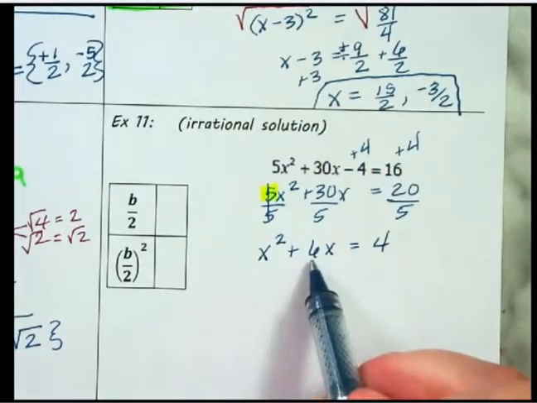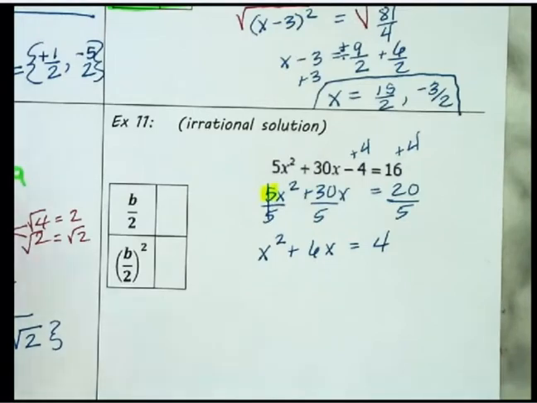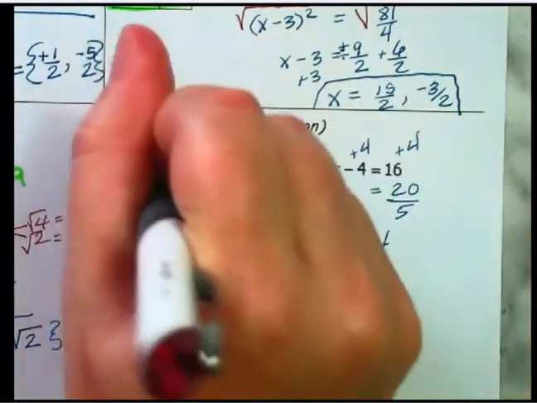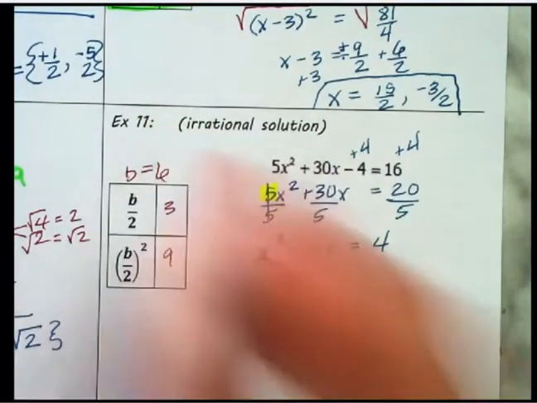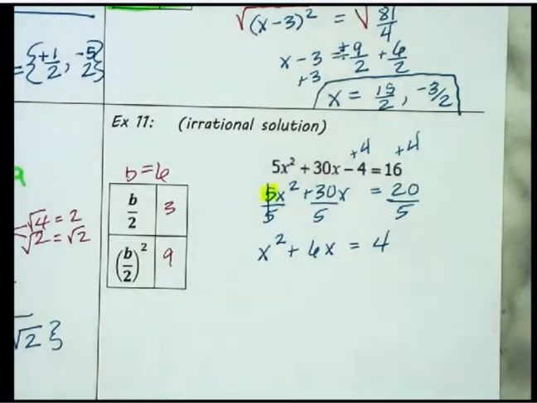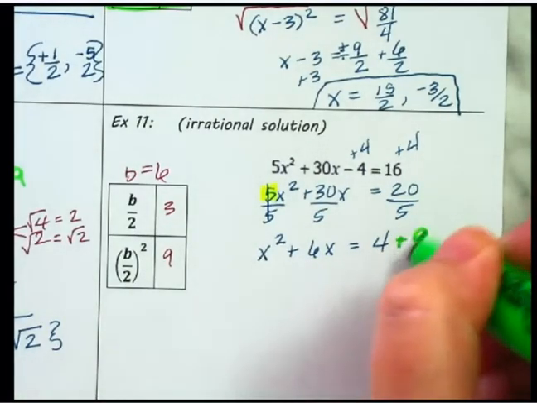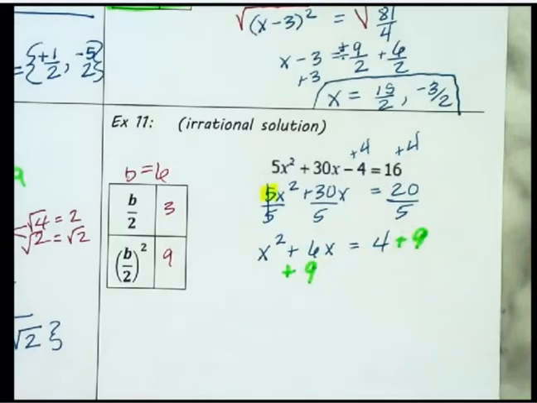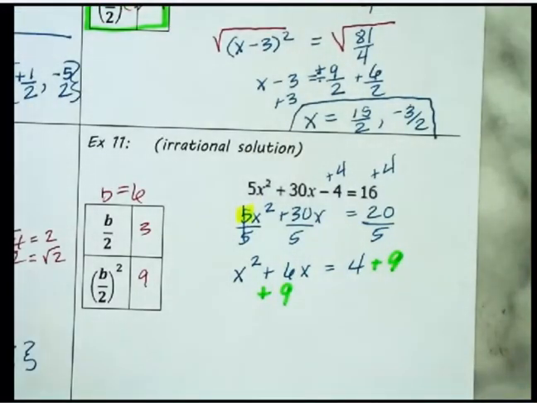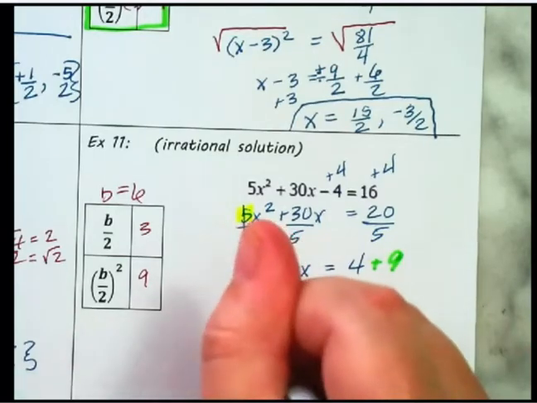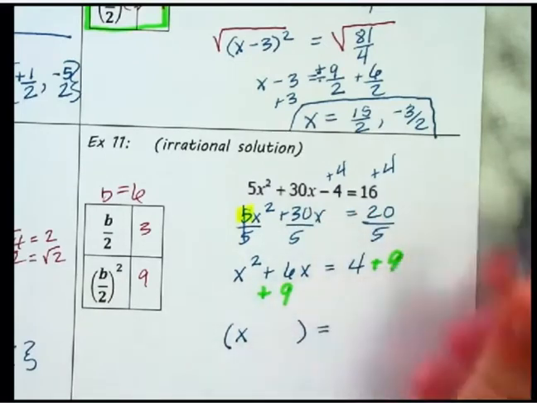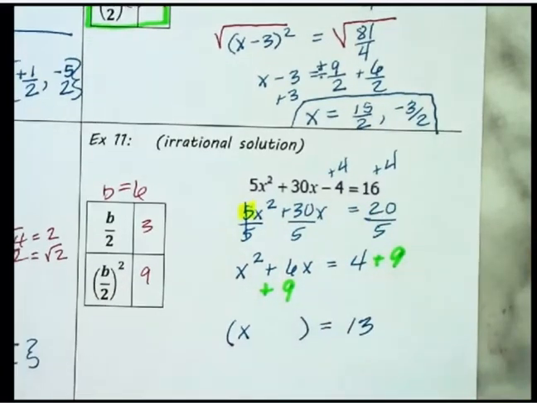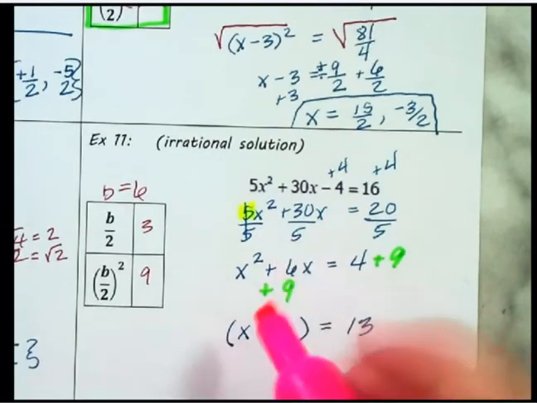Now I'm going to go ahead and take half of my b value. B is 6. So half of that is 3. Square that is 9. So I'm going to add 9 to both sides. Add 9 to both sides. And then go ahead and write out my perfect square, which will be x equals 9 plus 4 is 13. And inside here will be our plus 3.